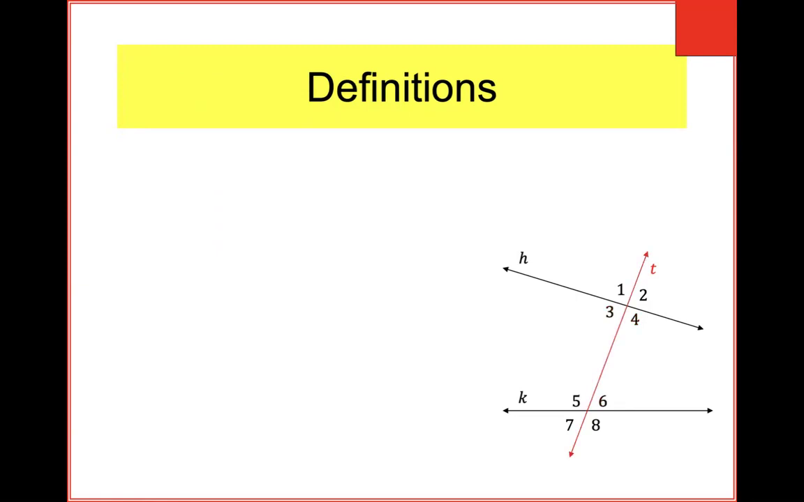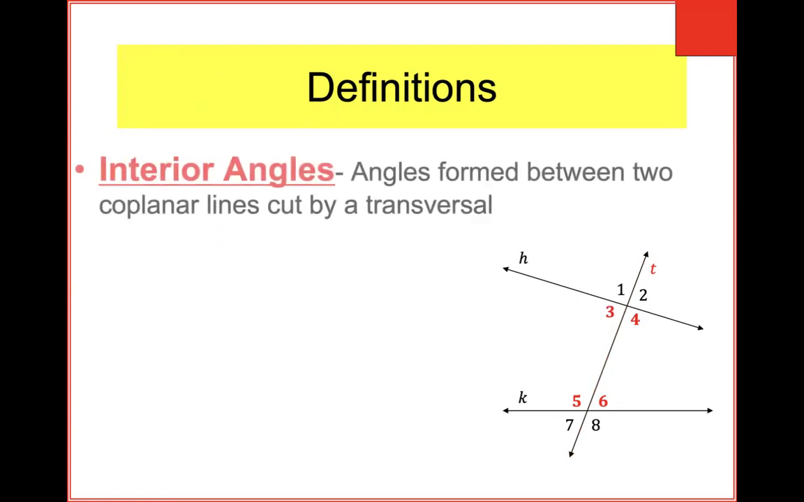Imagine if I only list the angles that are between line H and line K, those angles that I'm blinking in red: 3, 4, 5, and 6. They are between H and K, so we might say they're on the inside of H and K. Therefore, we will call these angles the interior angles. So angle 3, angle 4, angle 5, and angle 6 are interior angles.